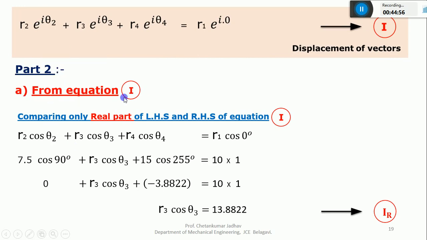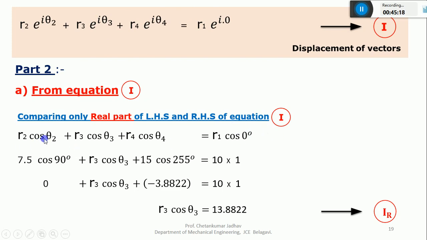I'll consider the first equation, comparing only the real part of LHS and RHS of the first equation. This was the first equation. The real part of this one is R2 cos theta 2. The real part of this one is R3 cos theta 3. The real part of this one is R4 cos theta 4. And the real part of this one is R1 cos theta 1. Theta 1 is 0. Correct?